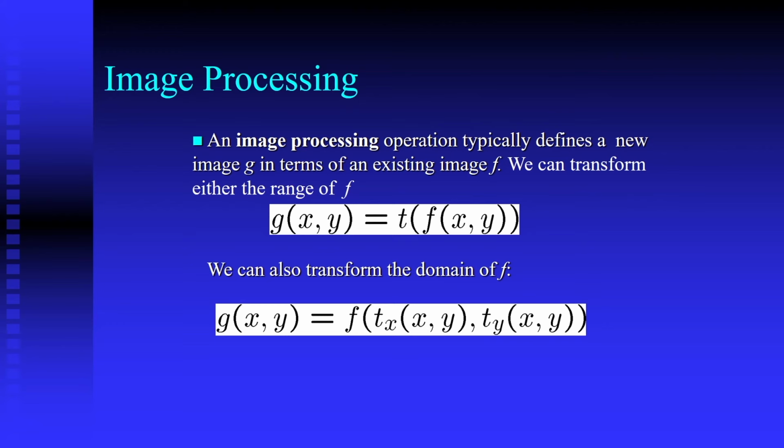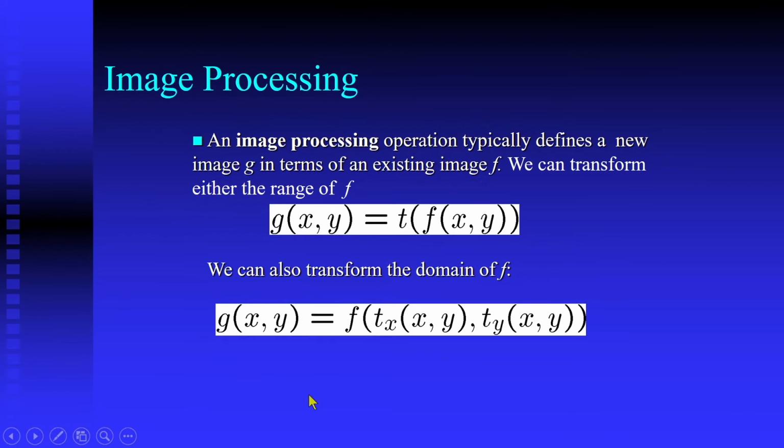So I can change the range of an image or I can change the domain of an image. What do you mean by range of an image? The range of an image means I can change the intensity value, the pixel value, by using some transformation. Also I can change the domain of an image. Domain of an image means I can change the spatial positions, the x and y coordinates. One is just changing the range of an image and another one is just changing the domain of an image.